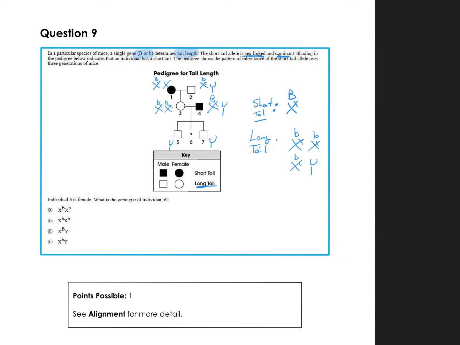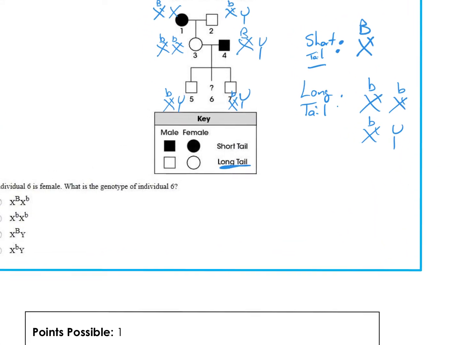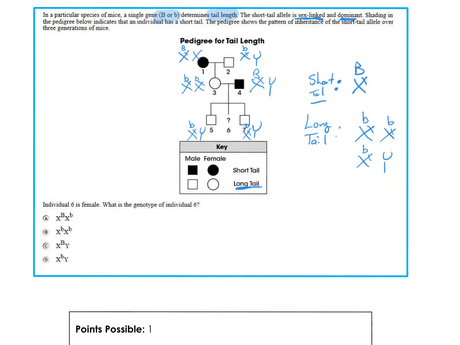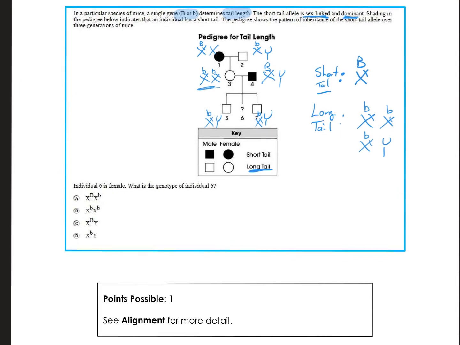And the mom in the second generation only has a little b to give. So all her boys are going to be long-tailed because she only has the long-tail gene to give. So now let's look at the question. That's what we have.